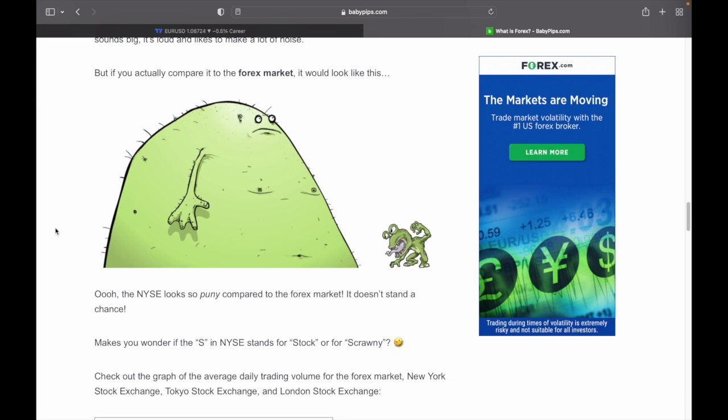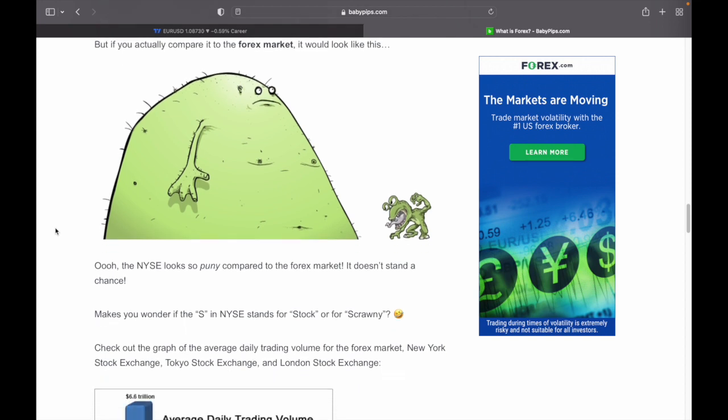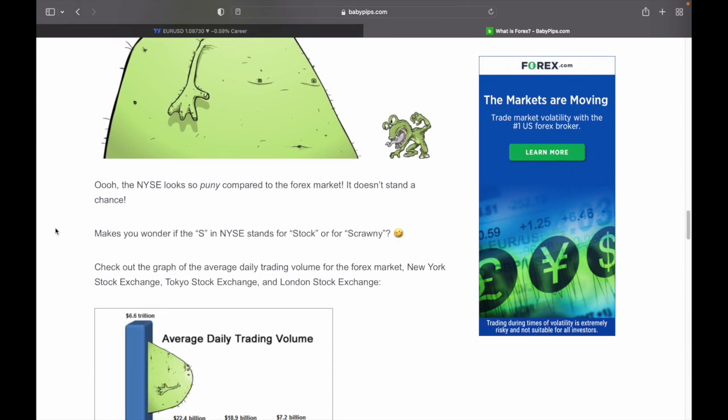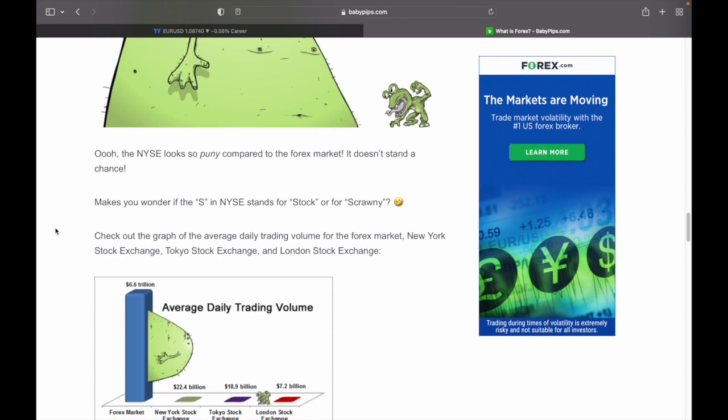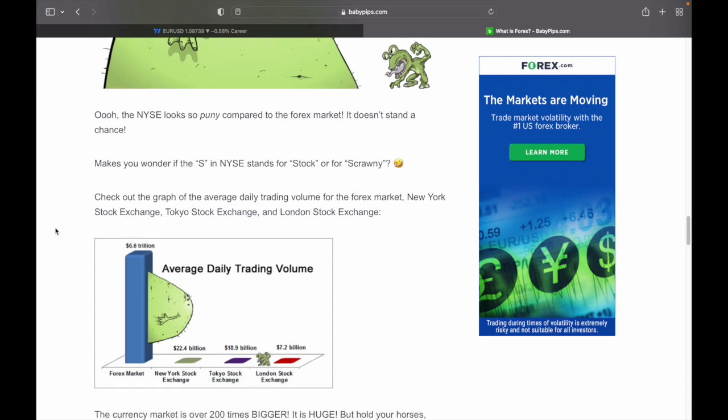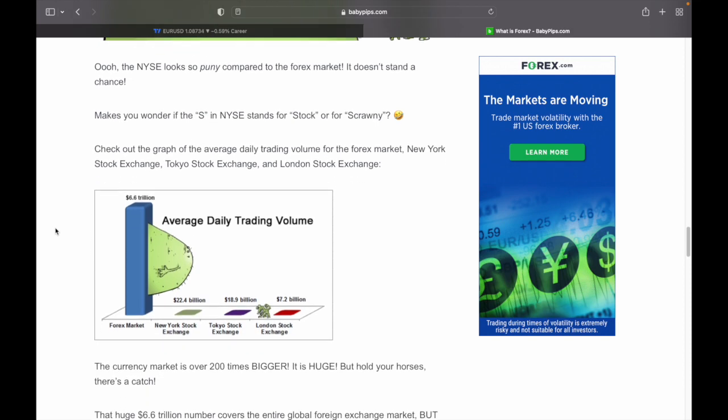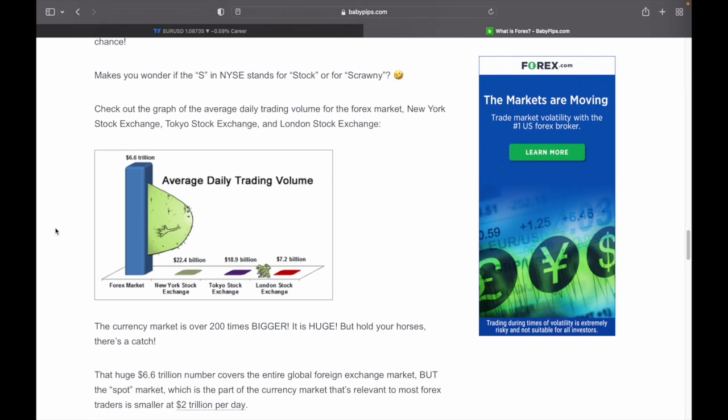All right. Ooh, the New York Stock Exchange looks so puny compared to the Forex market. It doesn't even stand a chance. Makes you wonder if the S in New York Stock Exchange stands for stock or scrawny. That was so corny. Check out the graph of the average daily trade volume of the Forex market, New York Stock Exchange, Tokyo Stock Exchange, and London Stock Exchange.